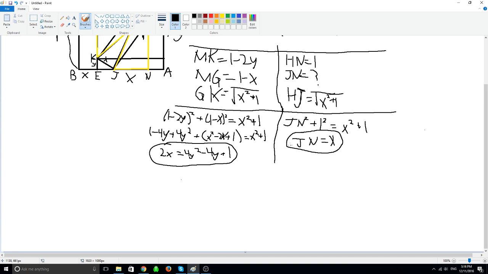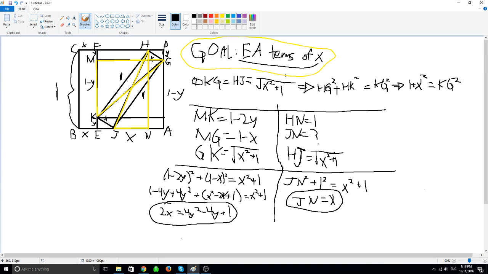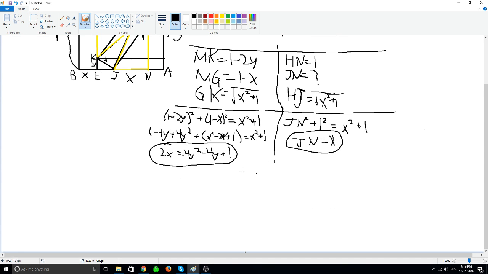So this information with JN equal to x is extremely crucial, and you would have never thought that this base right here would equal x, but that would be a very crucial piece of evidence to finding it.